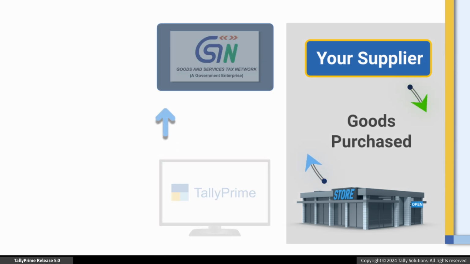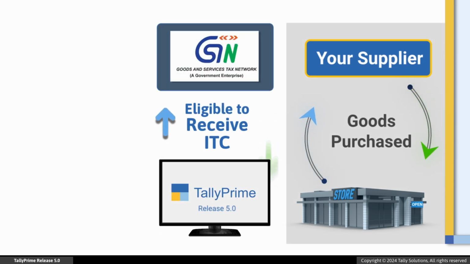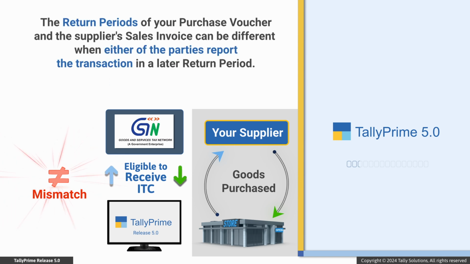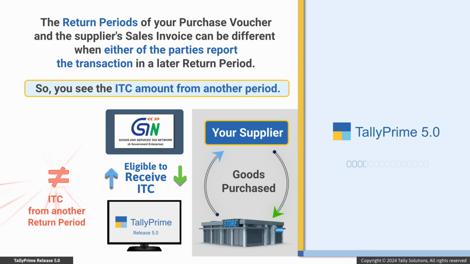When you purchase certain goods and services, you receive ITC. However, there might be difference in return periods for some vouchers in books and those on the GST portal. This happens when your supplier reports an invoice on the GST portal later in a return period. And that return period is different from the period in which you had recorded the purchase voucher.